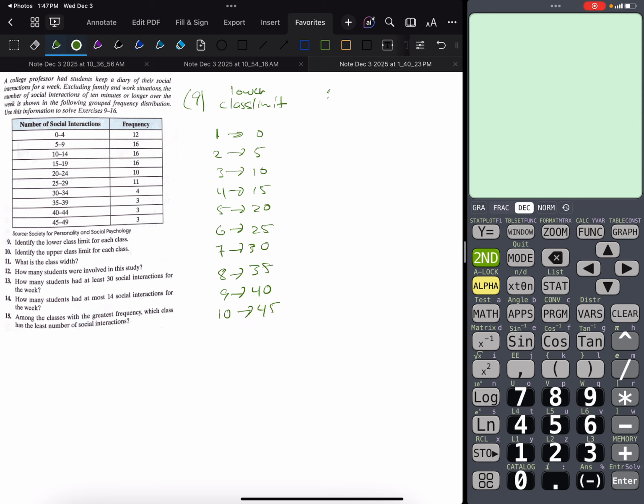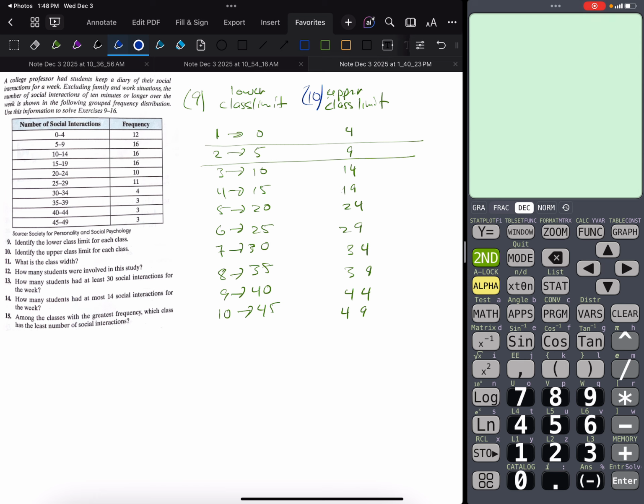And so then the upper class limit will just be 4 for group 1. For group 2, it'll be 9, 14, 19, 24, 29, 34, 39, 44, 49. Okay, and so those are the upper and lower class limits. So that was problem 9, and then that's problem 10.